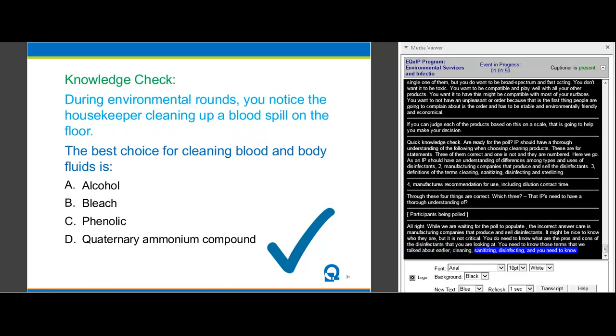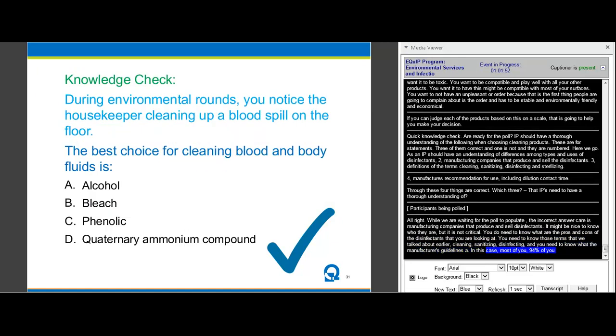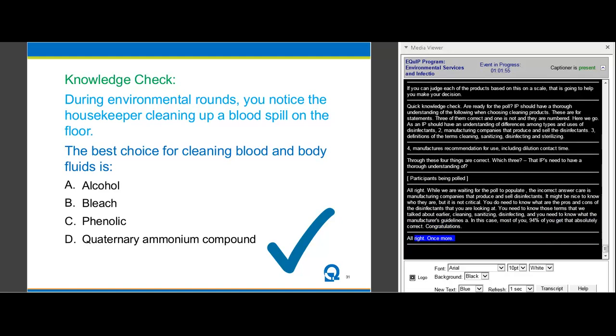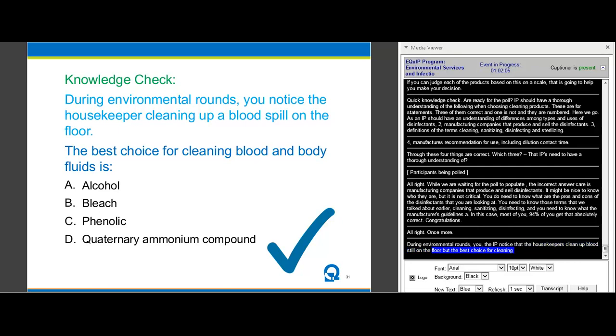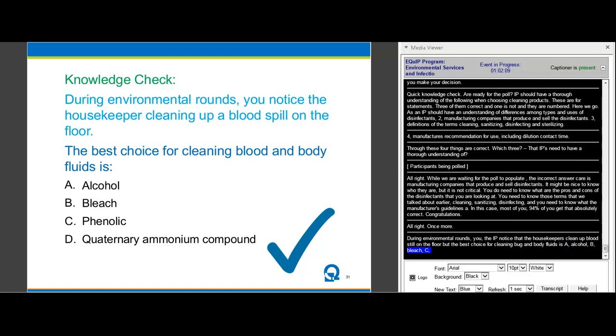All right, once more. During environmental rounds, you, the IP, notice that the housekeeper is cleaning up a blood spill on the floor. The best choice for cleaning blood and body fluids is A, alcohol, B, bleach, C, a phenolic, or D, a quaternary ammonium compound.